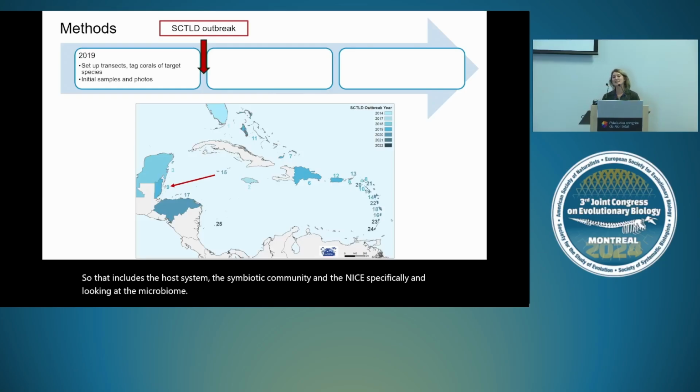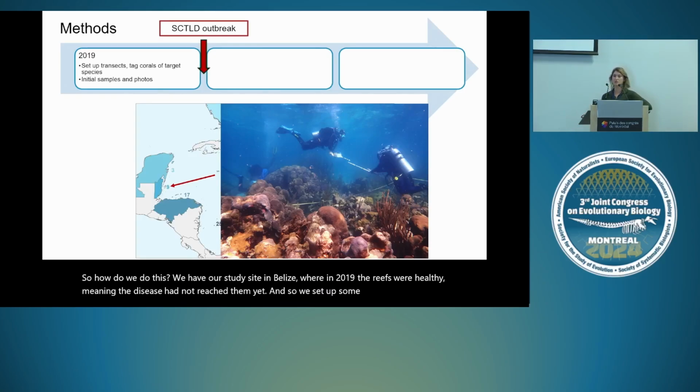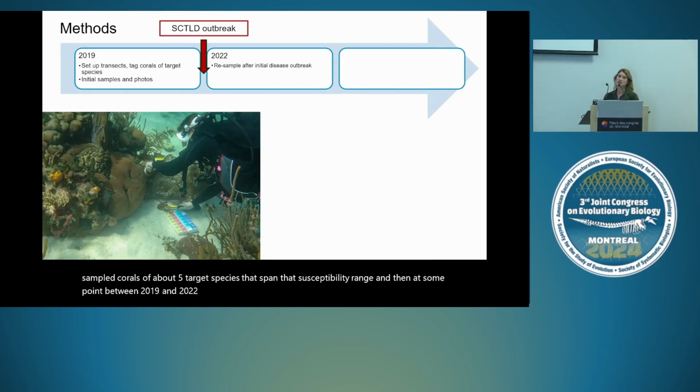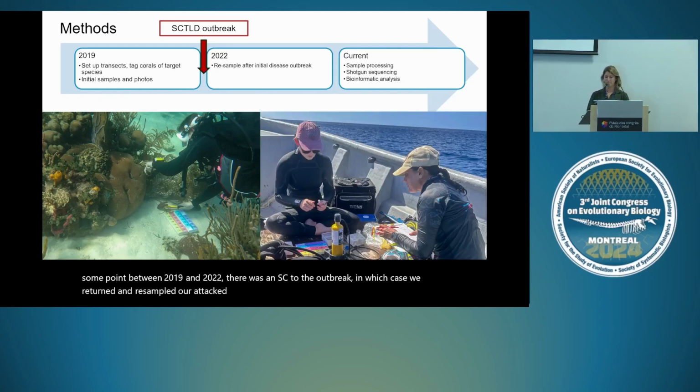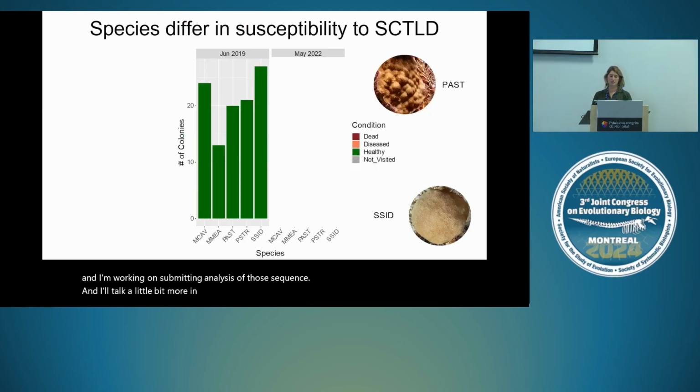So how do we do this? We have our study site in Belize, where in 2019 the reefs were healthy, meaning the disease had not reached them yet. And so we set up some sites, tagged and sampled corals of about 5 target species that span that susceptibility range. And then at some point between 2019 and 2022, there was an SCTLD outbreak, in which case we returned and resampled our tagged colonies. Since then, we've been processing those samples. We're using shotgun sequencing, and I'm working on some bioinformatic analyses of those sequences. I'll talk a little bit more in detail about that in a minute.